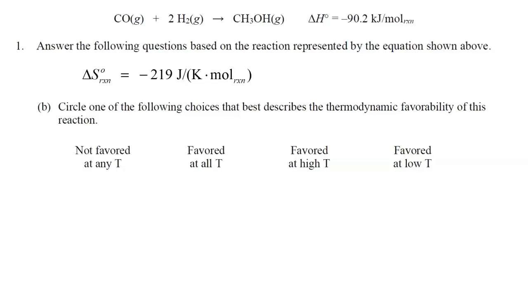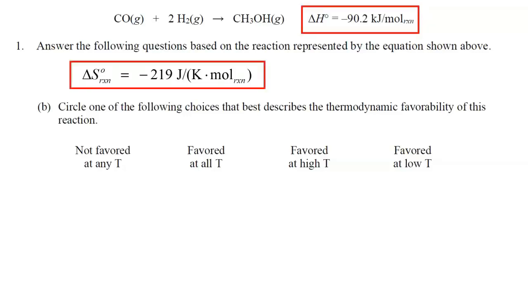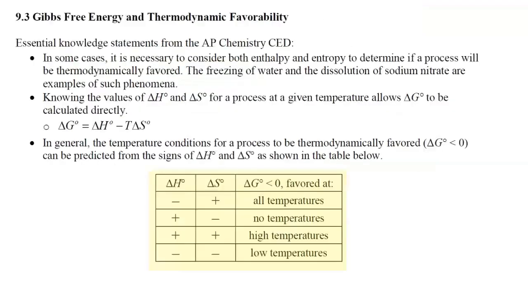So we were given in this question that the delta H is negative. And then we just determined by answering part A that the sign of delta S is also negative. This question falls under topic 9.3, Gibbs free energy and thermodynamic favorability. And so this chart shows the sign of delta H, the sign of delta S, and then whether or not the reaction is going to be thermodynamically favored at all temperatures, no temperatures, high temperatures, or low temperatures.